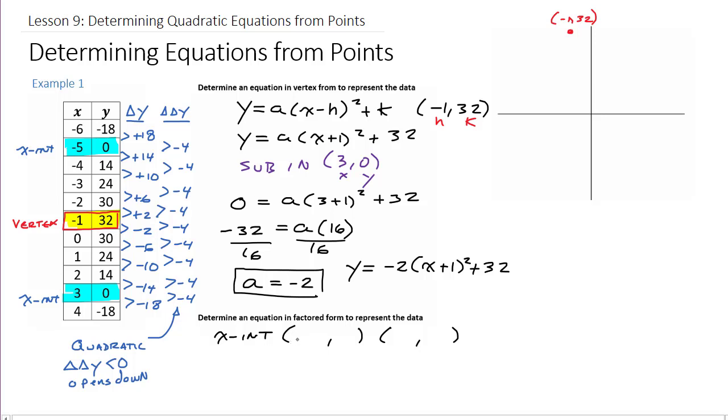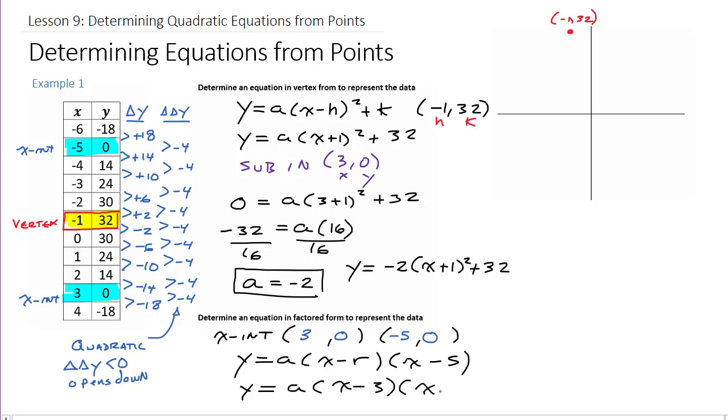In this case, they gave me the x-intercepts also: (3, 0) and (-5, 0). Okay, so we got our roots. We sub that into y = a(x - r)(x - s). Our roots are 3 and negative 5, so when I sub that in, it's going to look like this: y = a(x - 3)(x - (-5)), so (x + 5).